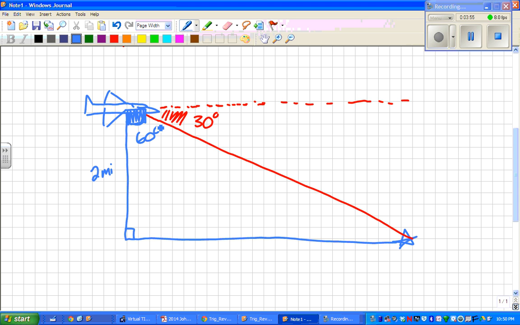Okay, so that's one of the major things that you have to watch out for when we're talking about angle of depression. Most times when they say angle of depression, they're actually talking about an angle that doesn't coincide with something that's inside the triangle. Most of the time it ends up being outside the triangle.